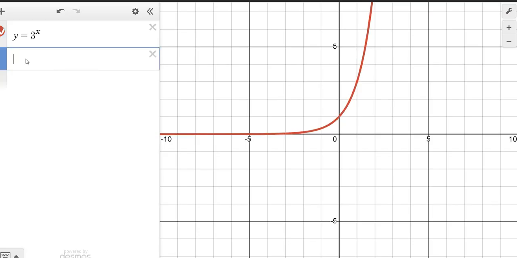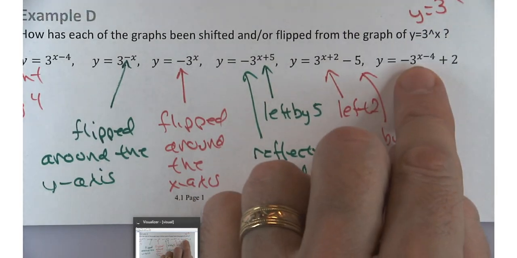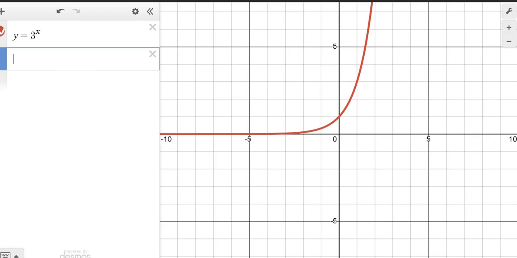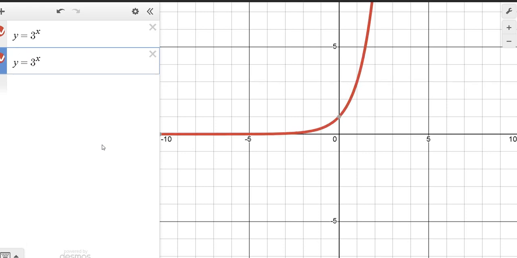So let's take a look at things one at a time for the last one. We'll start out with y equals 3 to the x minus 4 and see what happens there. That should be pretty predictable. With decimals, you've got to put parentheses here. It won't let you just automatically stay in there. So I shifted to the right by 4.